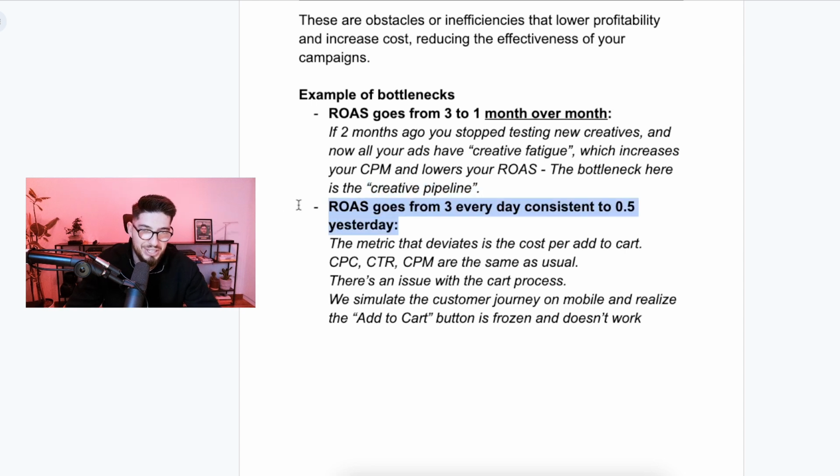So let's go to the second case. The ROAS goes from 3, every day consistent, to 0.5 yesterday. So it's 1 day at 0.5. So it's a deviation of 1 day. Now, usually in these scenarios, it's like a technical problem on Shopify, for example, that the add to cart is not working. So the metric that deviates, you check all your metrics. The metric that deviates is the cost per add to cart. CPC, CTR, CPM are the same as usual.